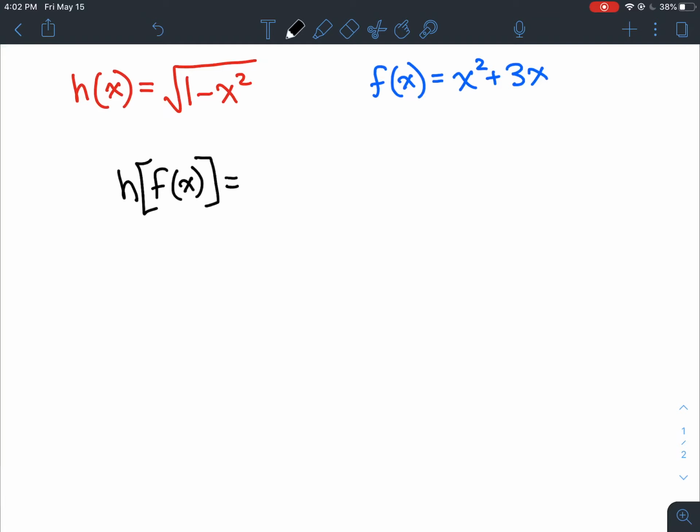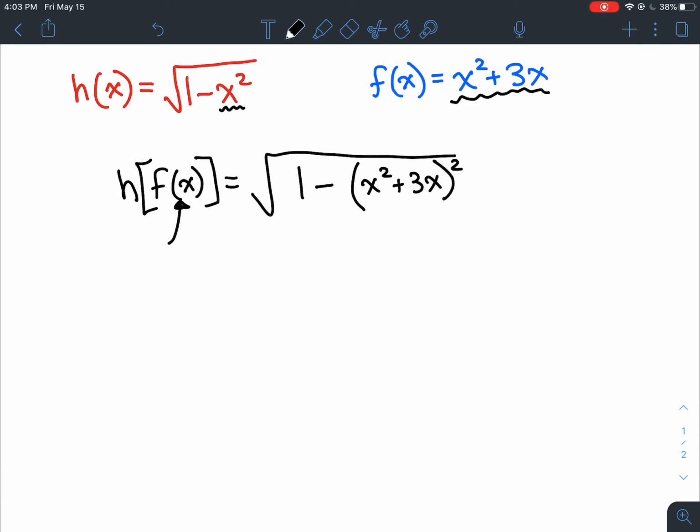So we take h of x, the square root of 1 minus x squared. But instead of that x value, you're going to replace it with f of x. And f of x is x squared plus 3x. So instead of that x squared value, it's becoming x squared plus 3x, squared. You keep it exactly as it is, like 1 minus something squared. But instead of that x value, you just put in brackets whatever the inner function is. Whatever f of x is goes in the x spot.